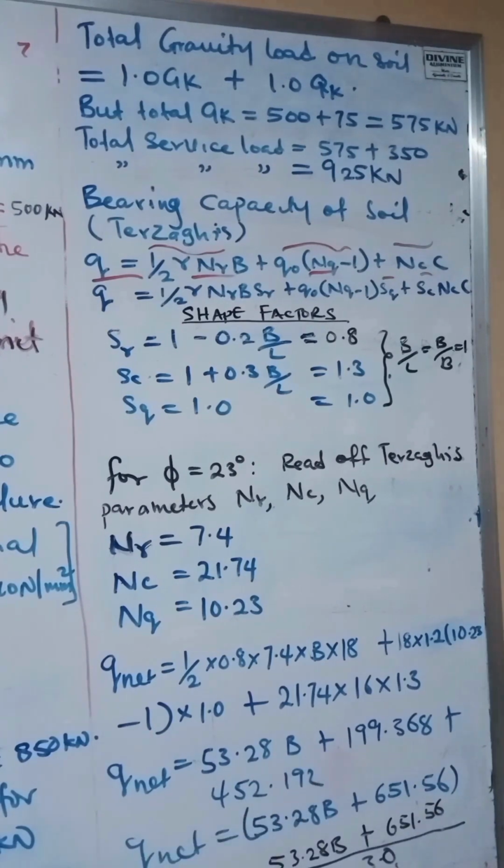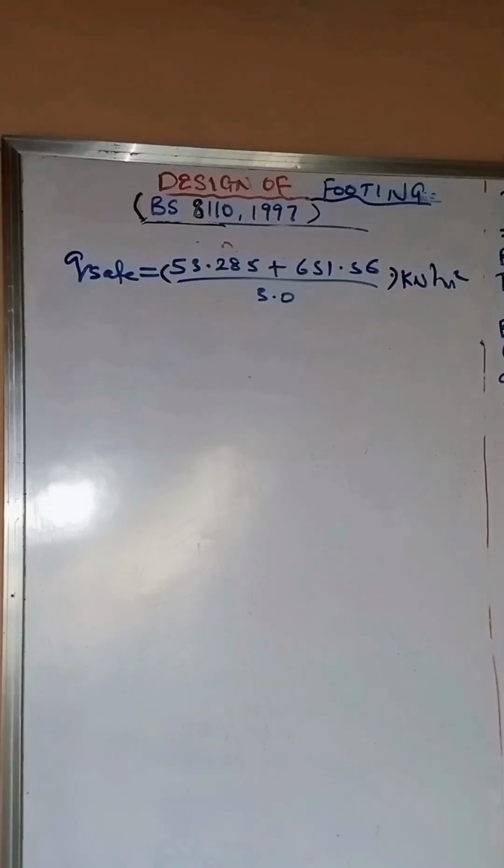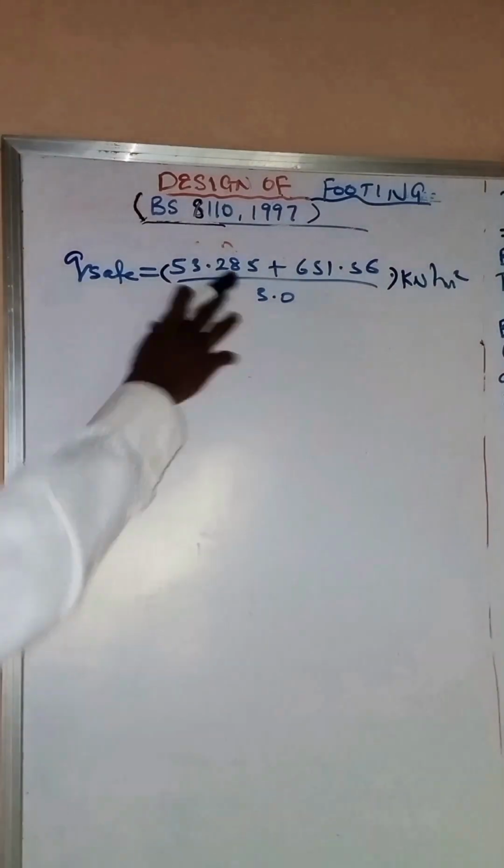So solving this, we are going to have our ultimate bearing capacity, our net bearing capacity, as this. Now, for us to have the safe bearing capacity, of course, we are going to reduce the bearing capacity by dividing it by our factor of safety of 3.0. So reducing it by dividing it, we are going to have this as our final safe bearing capacity. All right, so the safe bearing capacity of the soil is this.